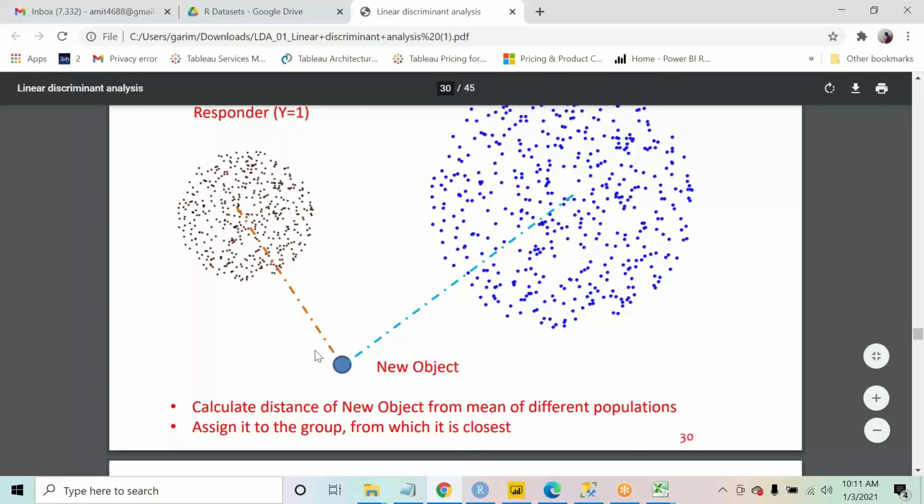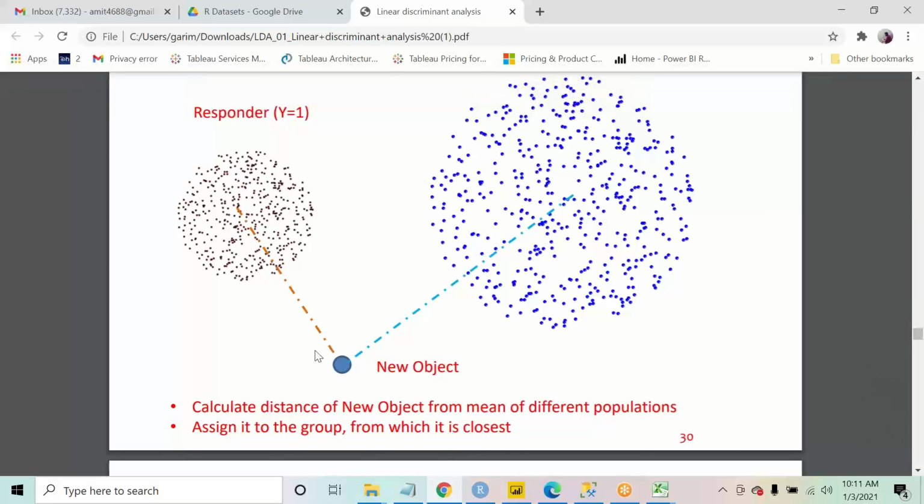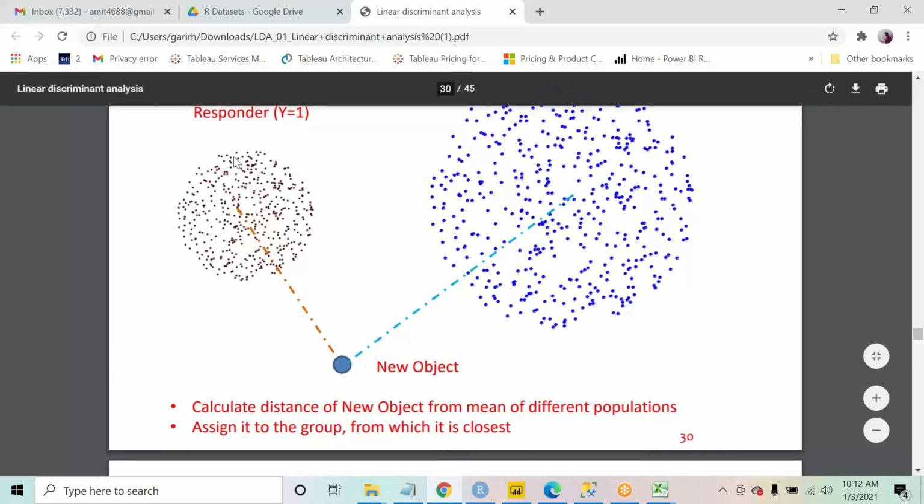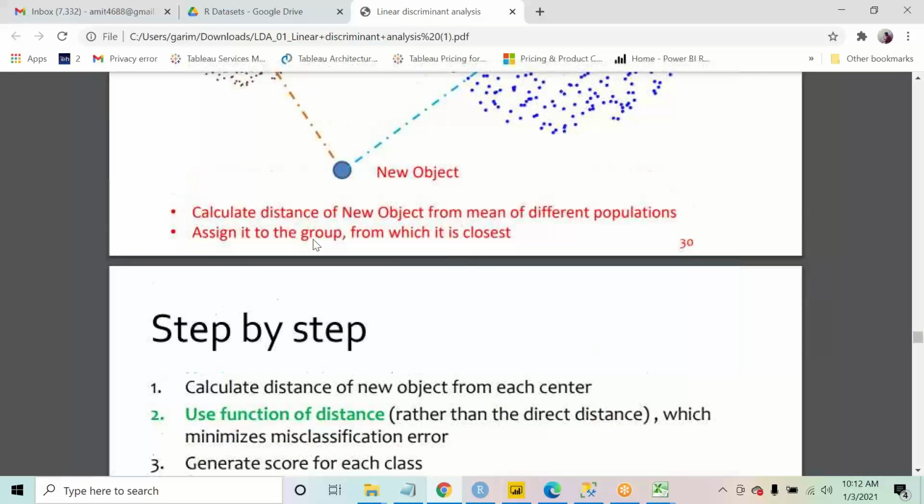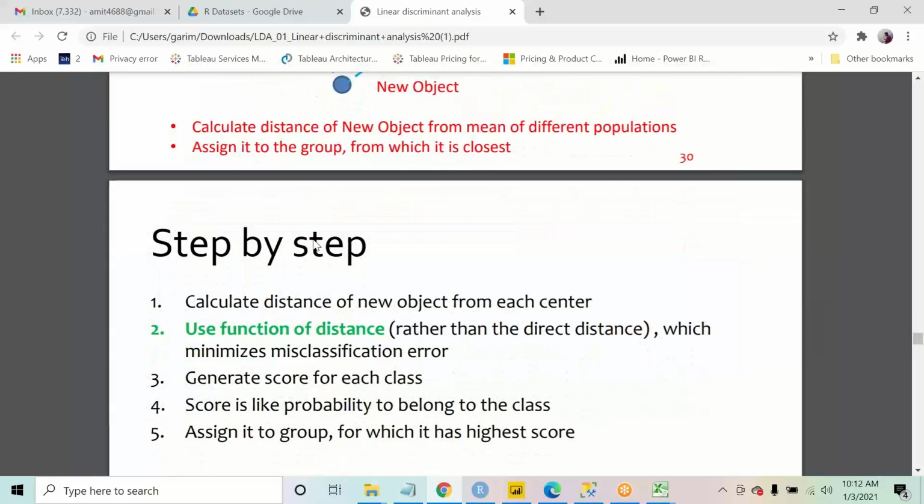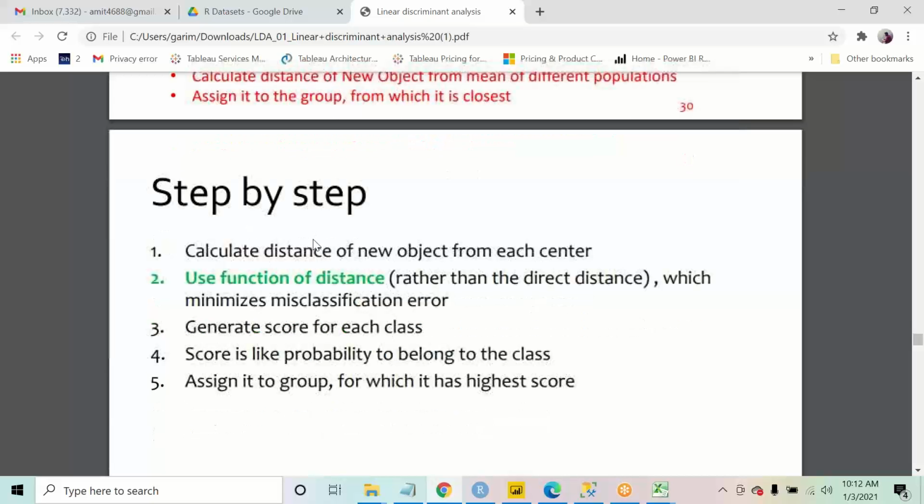The output over here also will come in the form of probability only. So what is the probability that it belongs to this group, or what is the probability that it belongs to this group? This is how the output will come up for the LDA also. So, step by step, we calculate the distance of the new object from each center, and we use the function of distance over here.